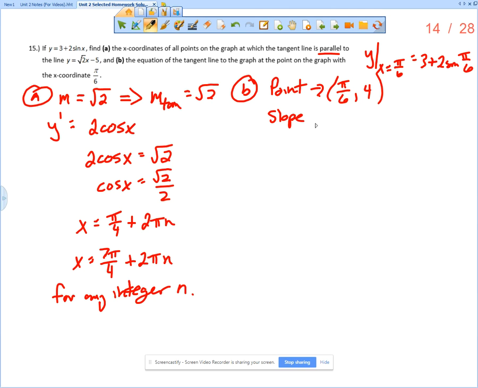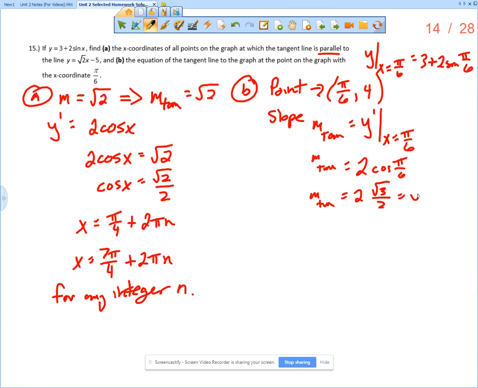So remember, the slope of the tangent is going to be equal to the value of y prime evaluated at x equals pi over 6. So what is the value of y prime at x equals pi over 6? We did y prime over here, 2 cosine x. So 2 times the cosine of pi over 6. What is the cosine of pi over 6? Root 3 over 2. So 2 times root 3 over 2 is root 3. So the point is pi over 6 comma 4, and the slope is root 3.